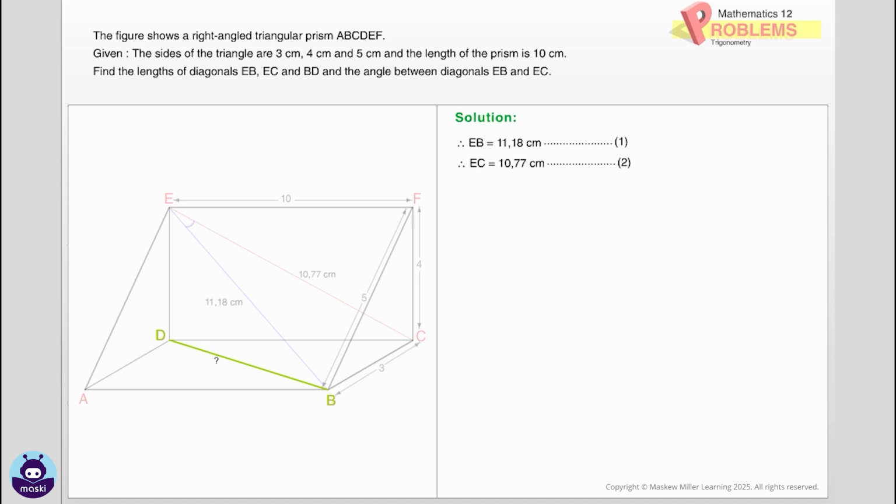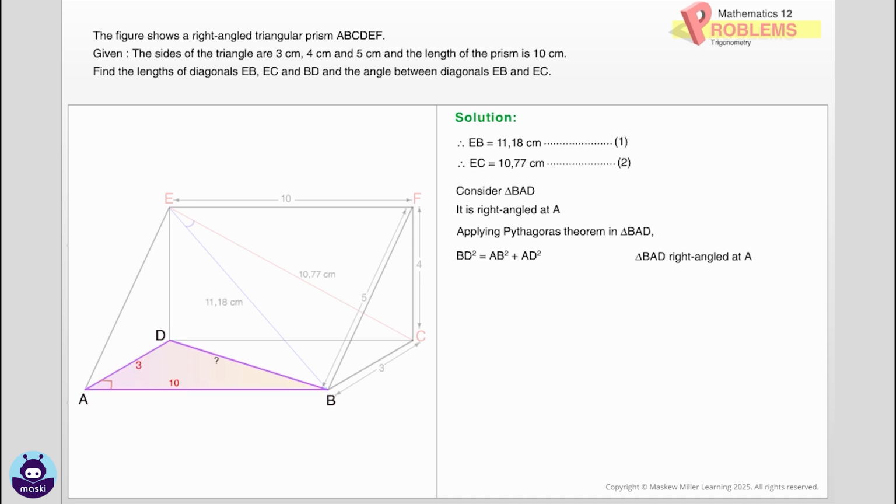Now, let us find the length of diagonal BD. It is right-angled at A. AB and AD are known. We apply the Pythagoras theorem in triangle BAD to find BD. BD square equals AB square plus AD square. Triangle BAD right-angled at A. Substituting the values, we get BD square equals 109. Therefore, BD is equal to 10.44 centimeters.